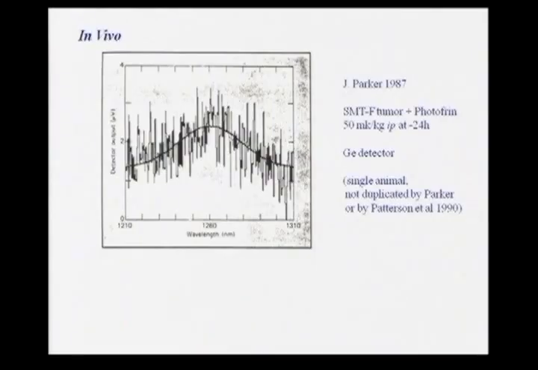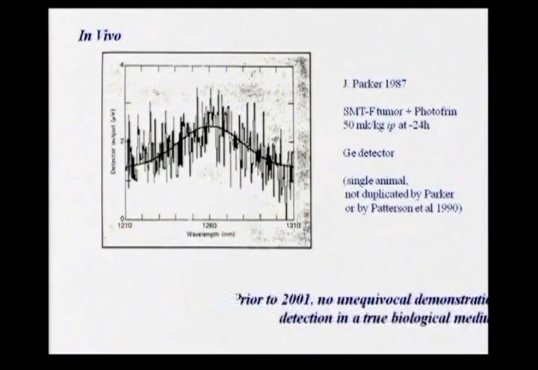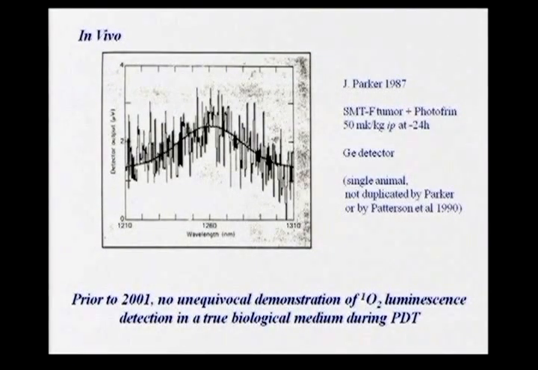So a little history here. The first report of using direct singlet oxygen luminescence was in 1987, and this shows the peak at 1270 nanometers. Very, very noisy signal. It was done in tumor. However, this could never be replicated. No one was ever able to reproduce this result, so it's still in the literature as unknown how John Parker managed to get this result. There's some theory around why he got it, but it's not clear.